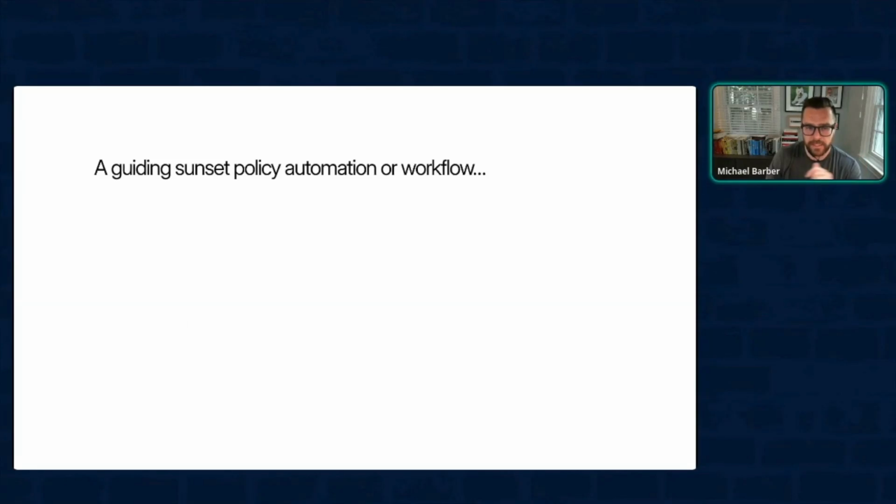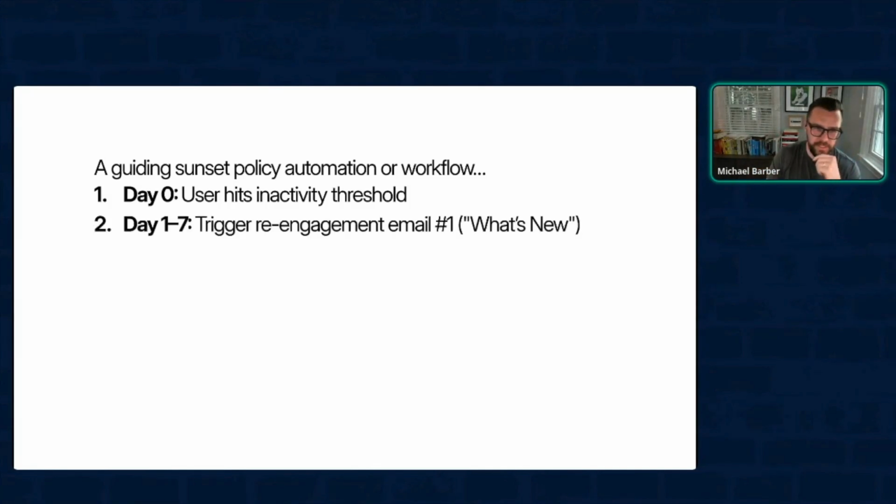Here's a guiding sunset policy automation or workflow, depending upon what platform you're in. Some call them automations, some call them workflows, but here's an example 30-day policy automation workflow. So day 0, your user hits their inactivity threshold. Maybe that's a lack of clicks, or a lack of opens, or a lack of engagement. Whatever that signal is, your user hits the threshold on day 0.